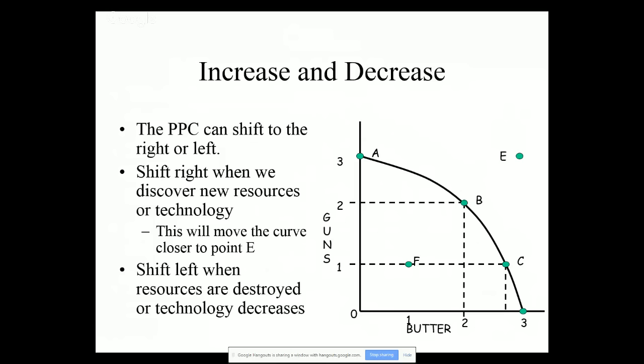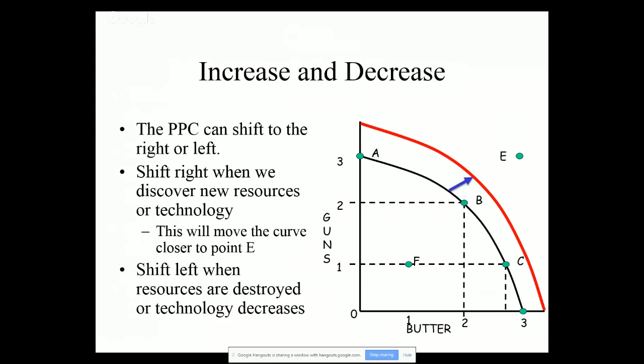The next thing we want to talk about is shifting the production possibility curve. Our production possibility curve can shift to the right or to the left. It shifts to the right when we have an increase in resources or when we discover new resources. So it shifts to the right if we get more land, labor, capital, or entrepreneurship, or new technology.